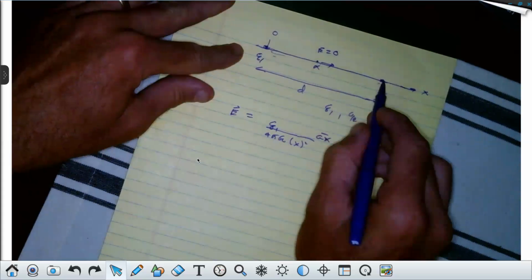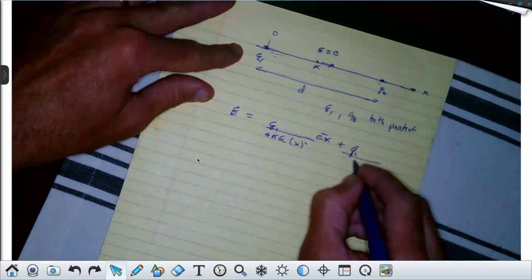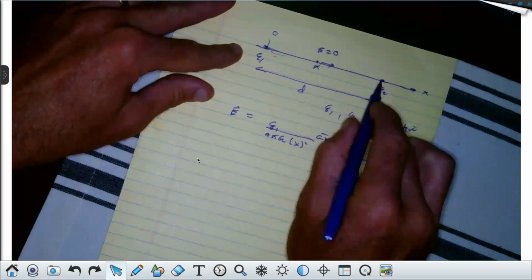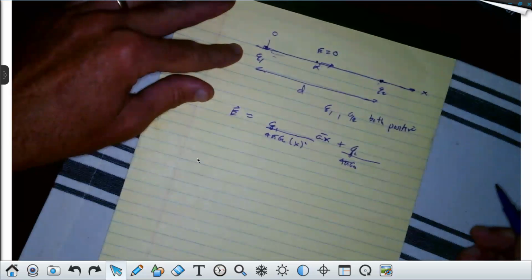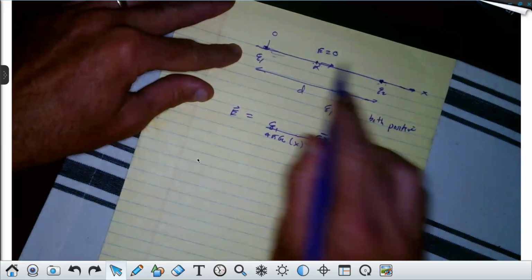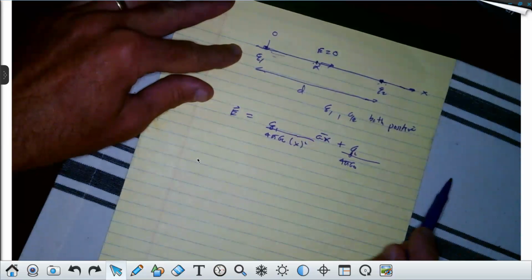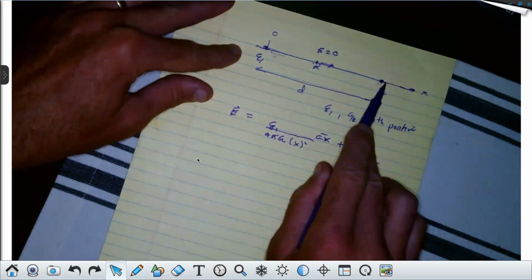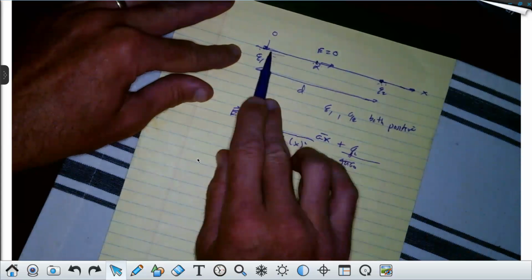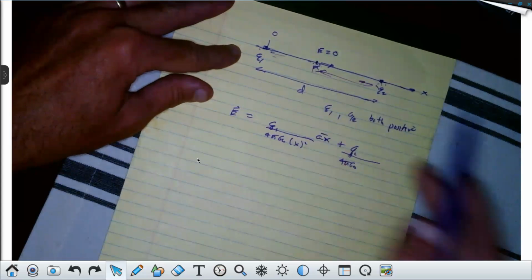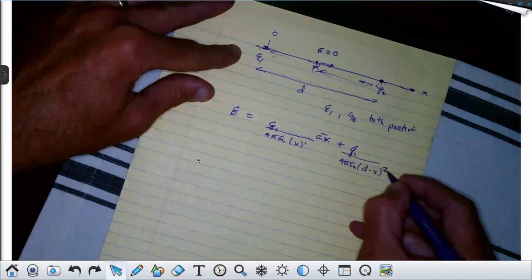All right, what's the electric field from the second one? Plus Q2, over 4 pi epsilon naught. And what's this distance from here to here? John, what's the distance from here to here, if you can see it? Well, what would it be? d would be the distance from here to here, right? But then if I subtracted off x, I would have the remaining distance from there to there. You all agree with that? So this would be really (d minus x) squared.